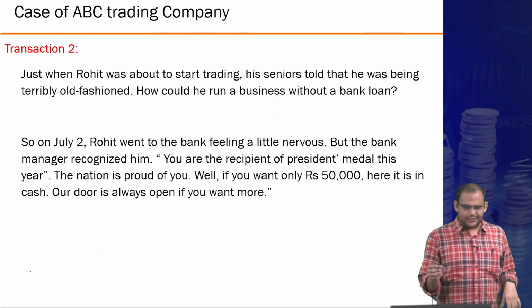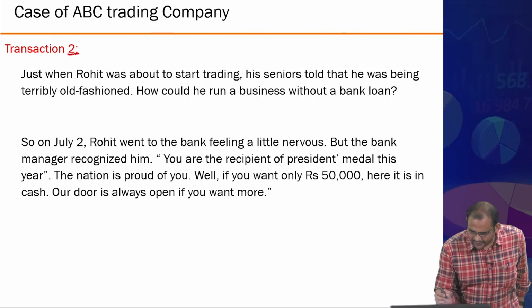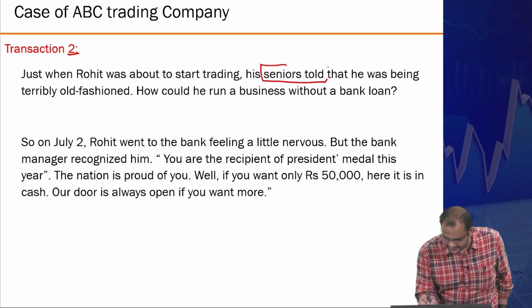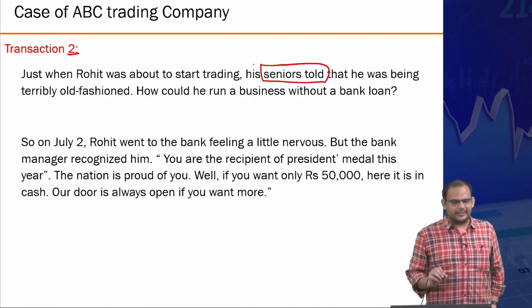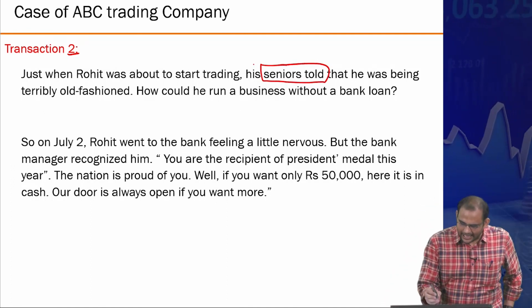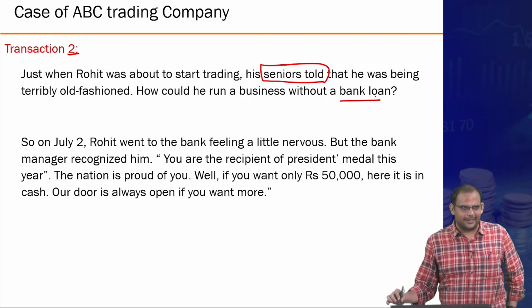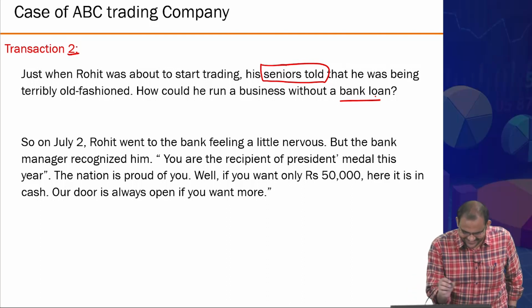So, transaction 2. Just when Rohit was about to start trading, his seniors told him that he was being terribly old-fashioned. How could he run a business without a bank loan? Which is not bad advice from seniors, surprisingly, but still.